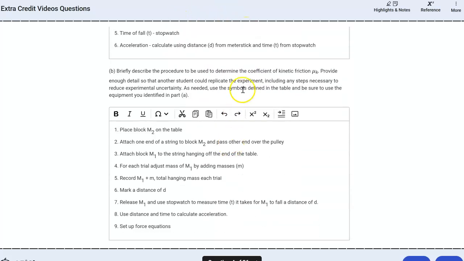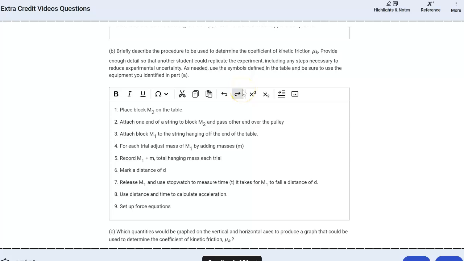Okay, so now briefly describe the procedure to be used to determine the coefficient of kinetic friction. Provide enough details so that another student could replicate the experiment. Include any steps necessary to reduce experimental uncertainty. So we're going to need to first place block M2 on the table, attach one end of a string to block M2 and pass the other end over the pulley, attach block M1 to the string hanging off the end of the table. Then for each trial, adjust the mass of M1 by adding the additional masses M.